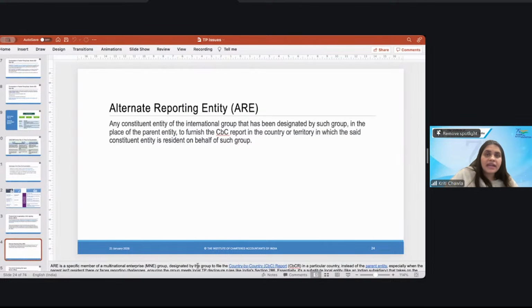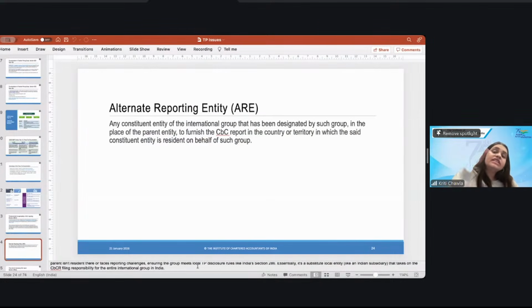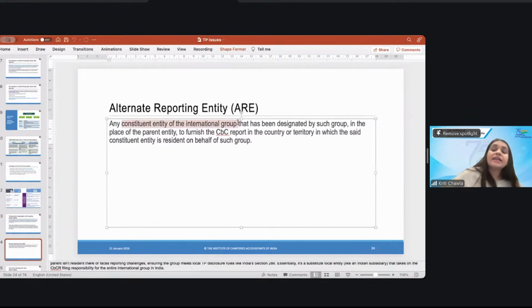So instead of the parent entity filing the CbCR, it's actually this specific entity. They are called constituent entities of the international group. They will be designated by the group to file instead of the parent entity CbCR where you are actually resident. So if the multinational is in a place where the parent entity is not filing CbCR, they can actually tell the Indian entity, if the Indian entity is maybe a constituent entity, that looking at section 286, why don't you file CbCR on behalf of the parent entity in India itself.